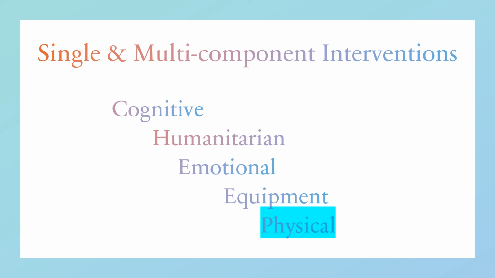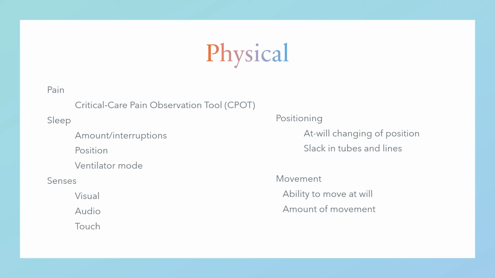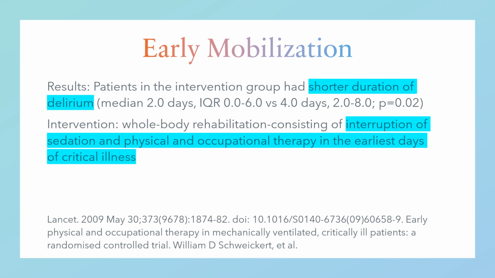Physical interventions also factor into delirium reduction. Here, we're talking about pain, sleep, visual, audio, and positioning, as well as mobility and the freedom to move at will. This study, back from 2009 in The Lancet, shows us that sedation reduction with occupational and physical therapy in the earliest days of a critical illness resulted in a shorter duration of delirium.